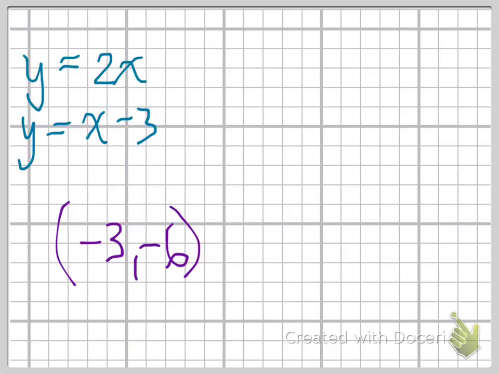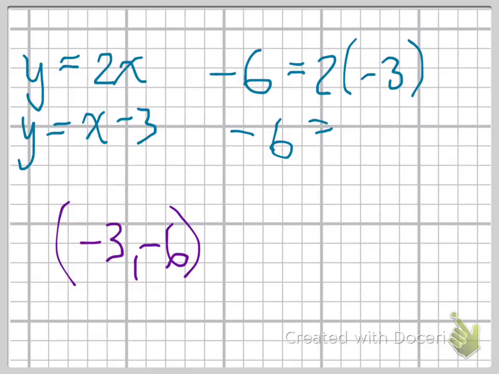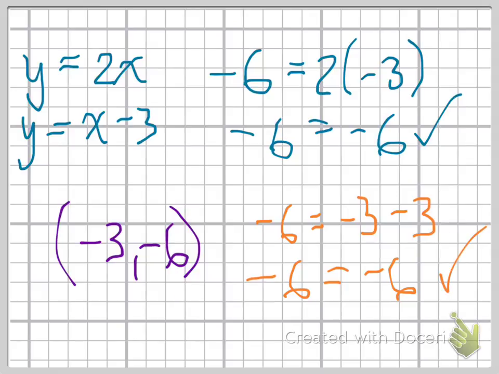So my first equation is y equals 2x. I'm going to substitute -6 in for y and -3 for x: -6 equals 2 times -3. And I get -6 equals -6, which is correct. So far, so good. Now I'm going to try the other equation. It is -6 equals -3 minus 3. And -6 equals -6. That is correct. So I know that my solution of -3, -6 is correct.